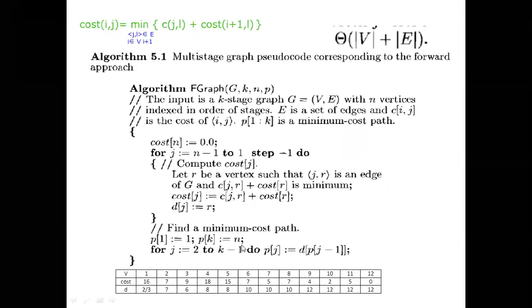P of k is equal to n. K means last vertex. Where we have to reach? Last vertex means we have to reach 12. That is why P of k. What is k value? Number of stages. Which is the last stage? It is 5. Last stage 5. What is the vertex? Vertex is 12. That is why it is coming.